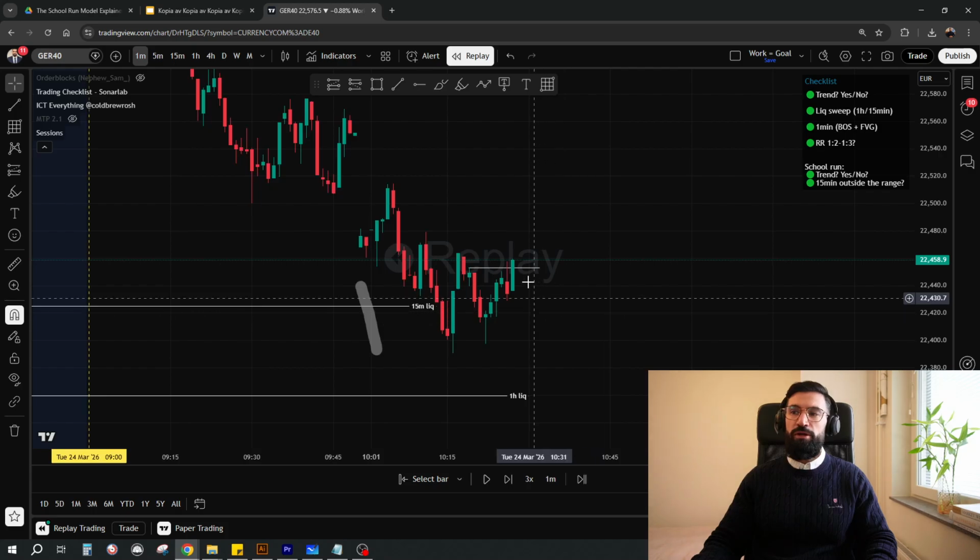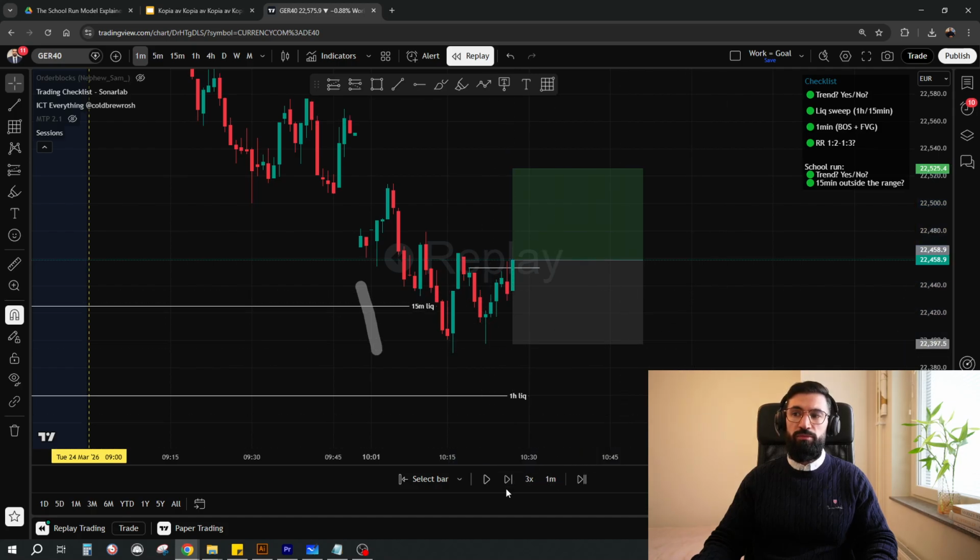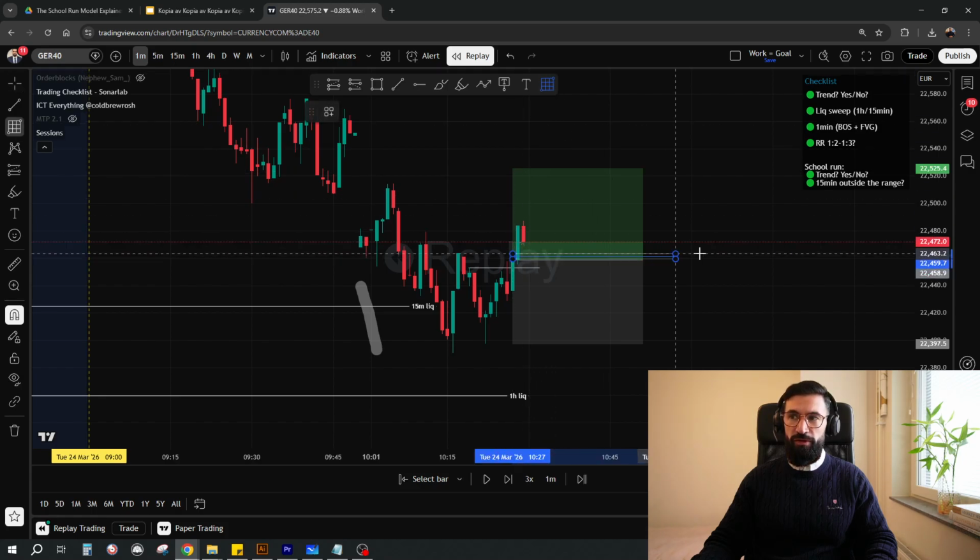There you go. It created a break of structure, and this is where I enter the trade, and I put my stop loss underneath this low. So this is what I did. I took this trade. It created another fair value gap.